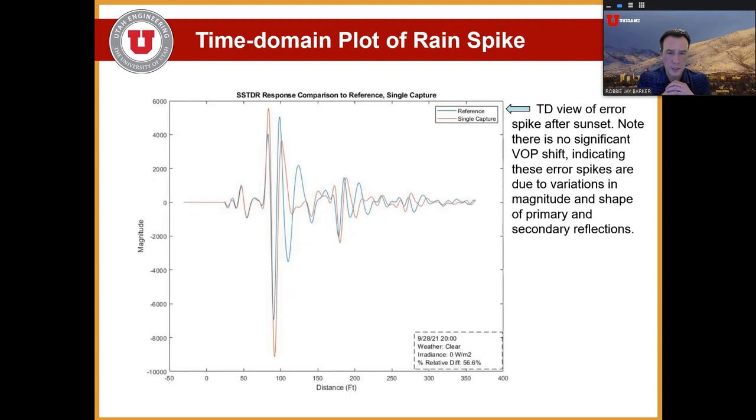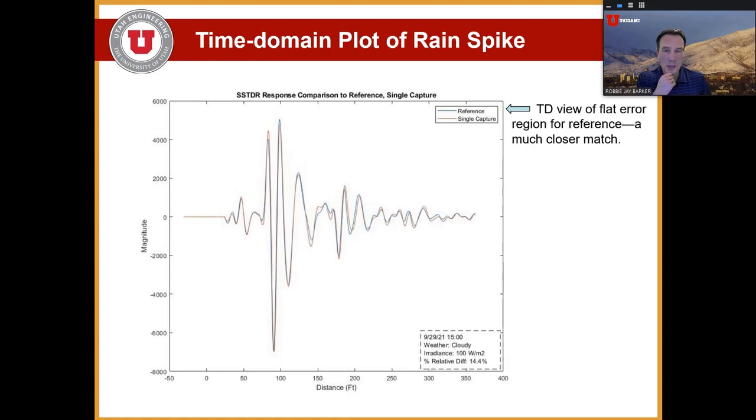And for reference, this is on a clear day after sunset. So you can see that as far as velocity of propagation, the distances of the peaks line up quite well. But the amplitude of the primary and secondary and tertiary reflections are all a little bit off. The general shape is different. And then here is one of the standard responses that we saw in some of those flat regions of the error plot curve, where we don't really see too much variation in the response with respect to the reference.